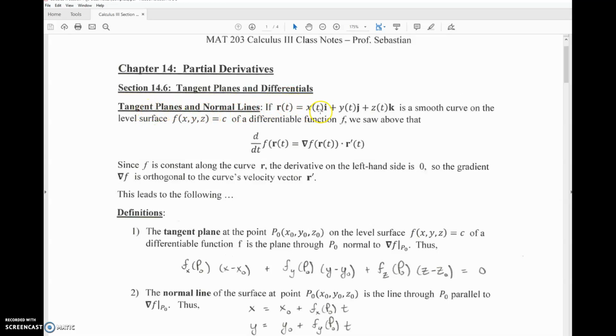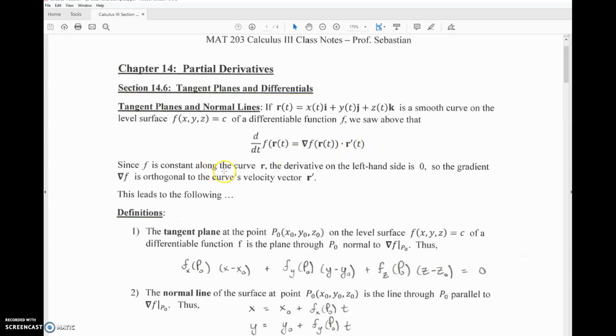We just talked about, at the end of section 14.5, a smooth curve being parameterized by r of t. So we're going to talk about the same thing, but now we're going to talk about that curve being on the level surface F of x, y, z equals a constant of some differentiable function f. So we saw that the derivative of f of r of t with respect to t is equal to the gradient of f dotted with r prime of t.